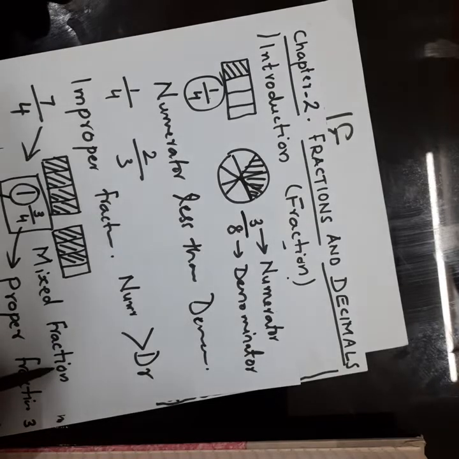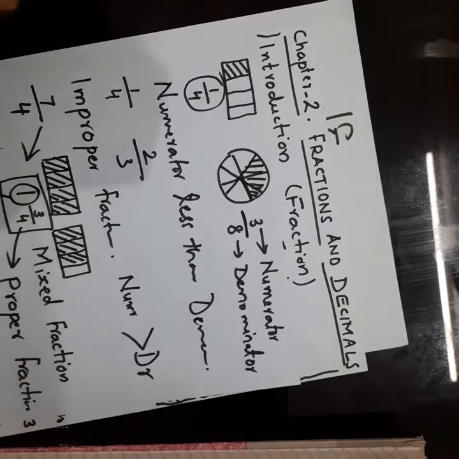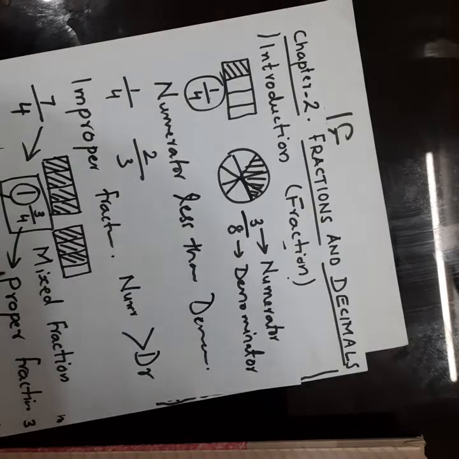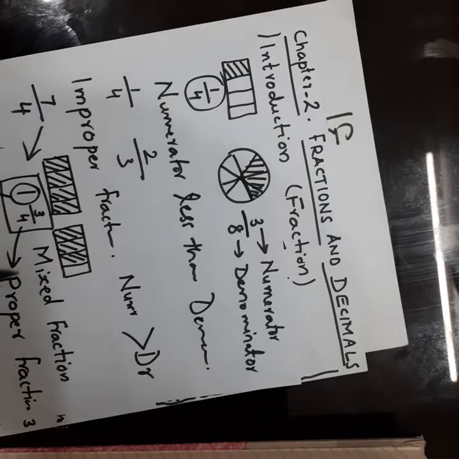So in a mixed fraction, there are two parts. One is the whole number part and the other one is a proper fraction. So this is called a mixed fraction. That is, an improper fraction can be written as a mixed fraction.